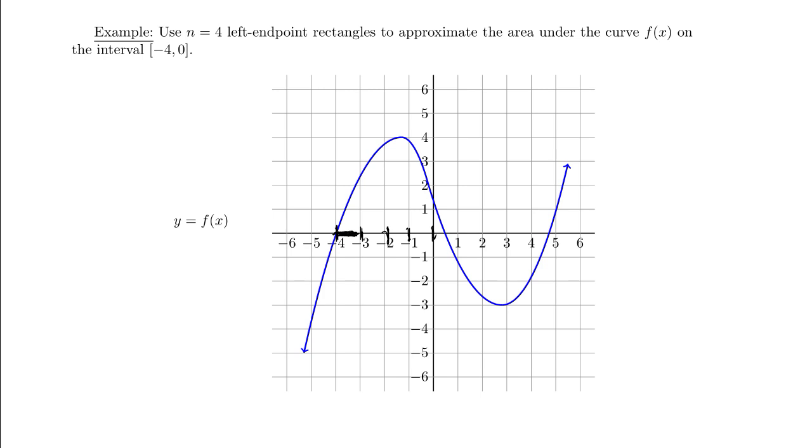So I'm just going to draw a flat looking rectangle between -4 and -3, and that's going to be my first rectangle. For my second rectangle, between -3 and -2, well, the left endpoint is now -3. And the height of the function at x equals -3 is up here. And so that is going to be the height of my second rectangle.